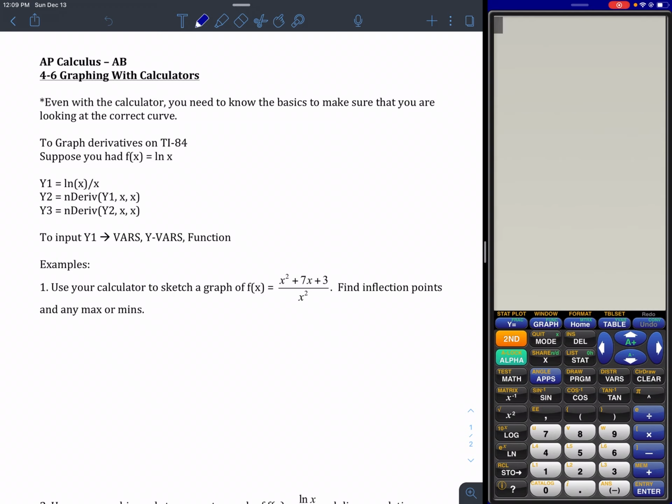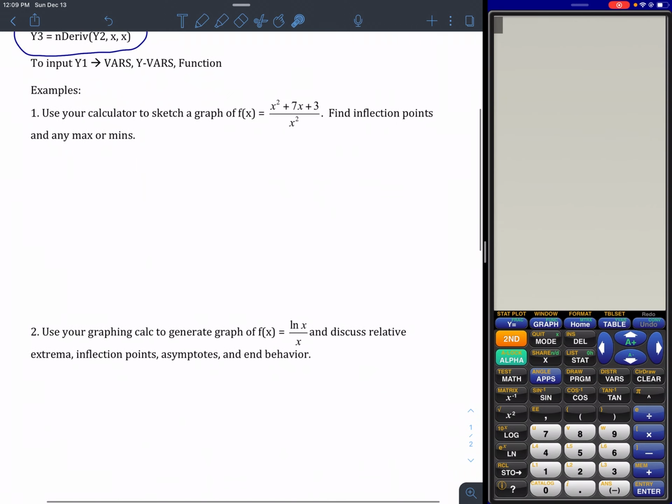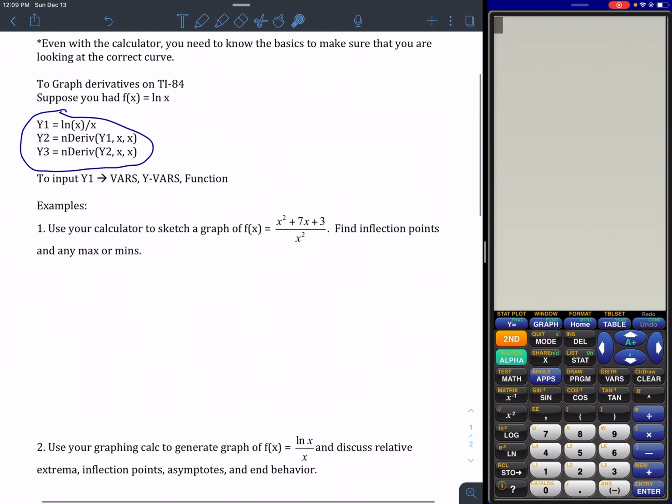Right here on this example, I will do that when we actually do it down here. But for now, let's start with number 1, and then I'll come back to this, okay? The one thing I want you to be aware of is these features. When you input Y1 vars and Y vars, this function is going to be important to us, and I'll show you on your calculator where that is because it's very similar to the one I have here, okay?